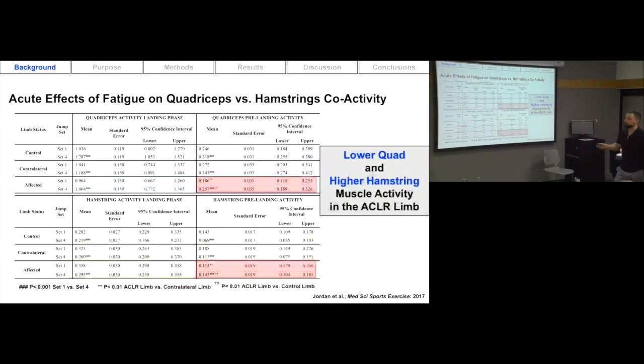What I want to note about this group of ACL reconstructed skiers, who are on average 3 years post-surgery, is it was very interesting that the ACL reconstructed limb actually displayed lower quadricep activity and higher hamstring activity in that pre-landing phase. So it's almost like there was an adaptation of some sort where they're engaging the hamstring muscles more in that pre-landing phase to potentially offload the ACL. I'm speculating there. I don't know that for sure, but that was one of the hunches we had about why we were seeing what we were seeing.